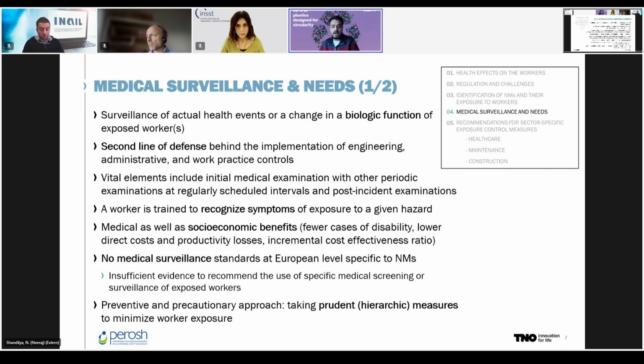Now, unfortunately, there are no medical surveillance standards at European level that specifically address occupational exposure to engineered nanomaterials. This is mainly due to insufficient evidence to recommend the use of specific medical screening or surveillance of workers potentially exposed to nanomaterials. Thus, the default approach has been to take a preventive and precautionary approach, which implies taking hierarchic exposure control measures, as I showed before, to minimize worker exposure.